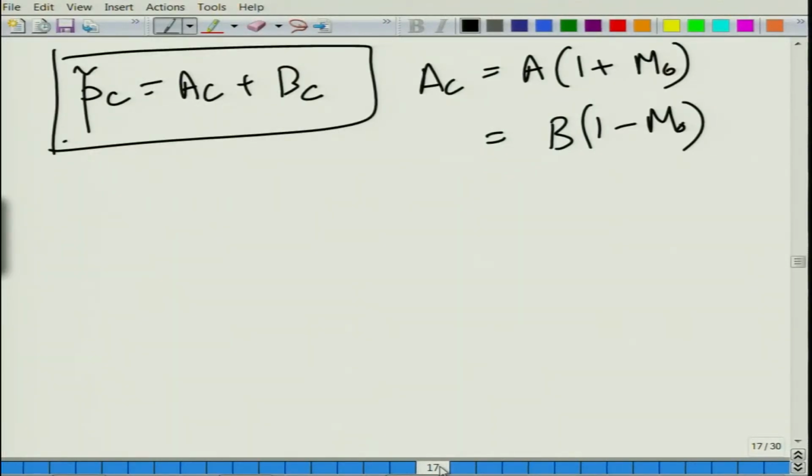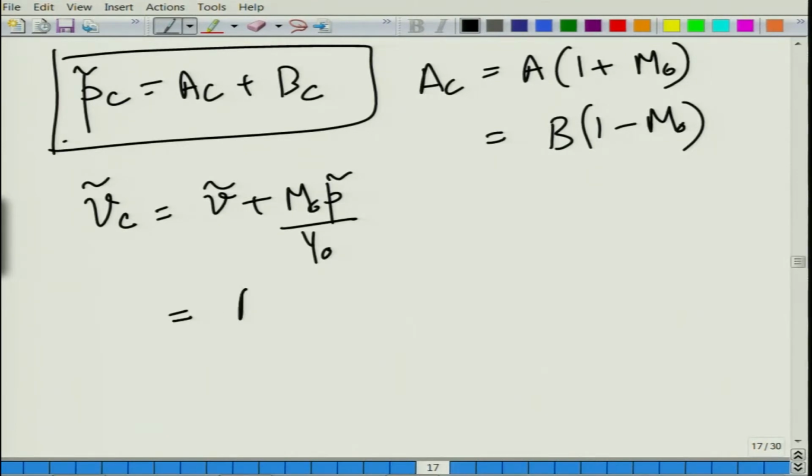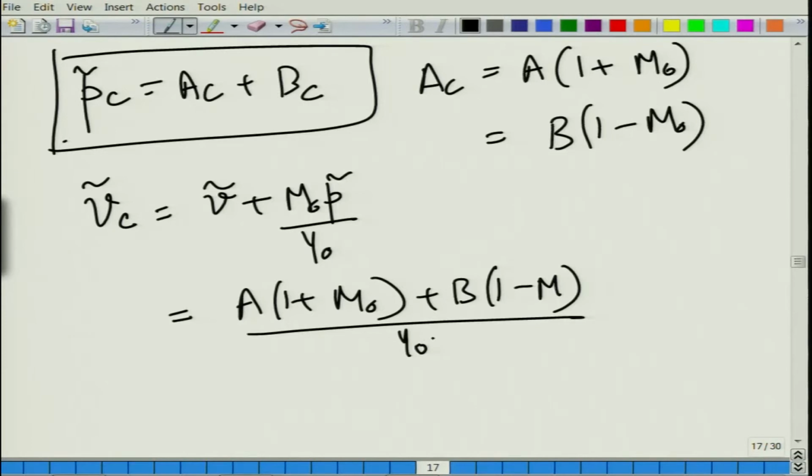Now, similarly, what about Vc? Vc is nothing but V tilde and m naught times P by y naught, and this is, after some algebra we will get this sort of a thing.